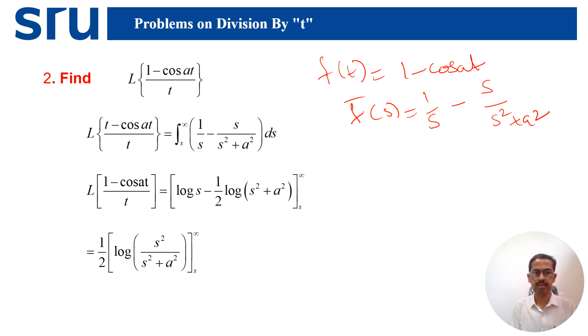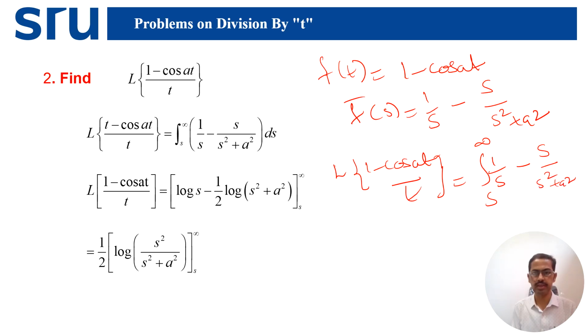Now apply the division by t formula. Laplace transform of 1 minus cos at by t is equal to the integral from s to infinite of 1 by s minus s by s square plus a square ds. Right? So this is equal to, the integration of 1 by s is log s minus, this we multiply and divide with 2. Then we get the formula: integral of f dash of x by f of x dx.